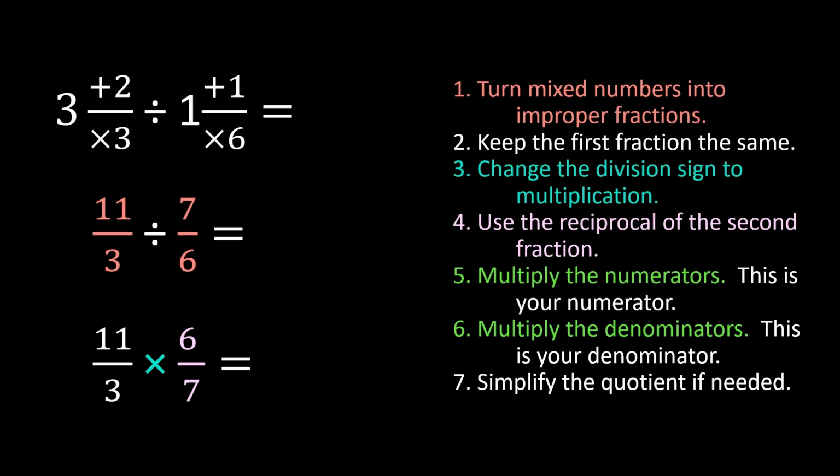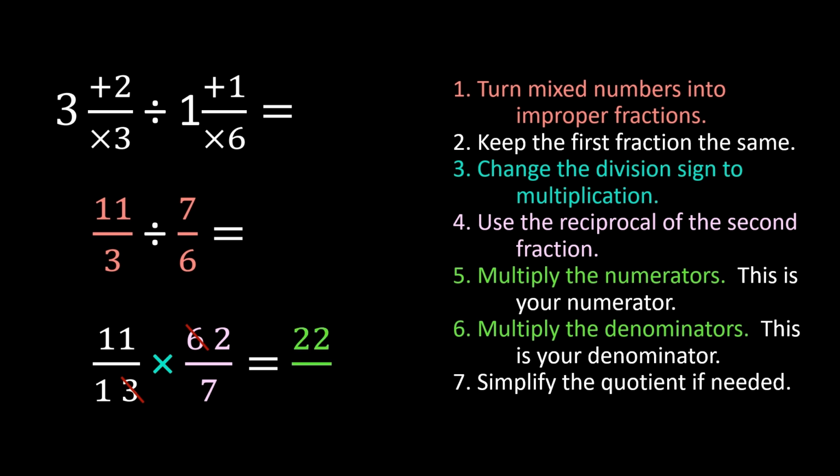Now we can either go through our multiplication steps or we can look and see if we can do some simplifying right now. And when I look at my numbers that are diagonal from each other, I see 3 and 6, and I know they share a common factor of 3. So I'm going to go ahead and do some simplifying right now. 3 divided by 3 is 1, and 6 divided by 3 is 2. So now when I go to multiply my numerators, I'll be multiplying 11 times 2, which is 22, and 1 times 7, which is 7.